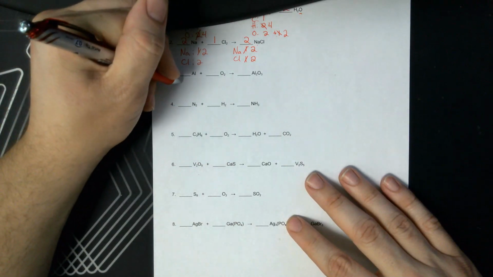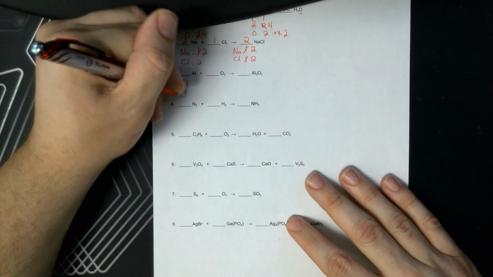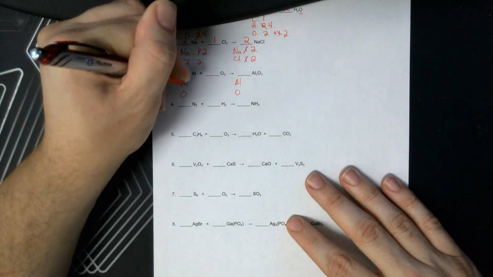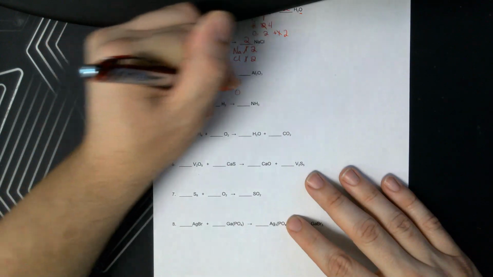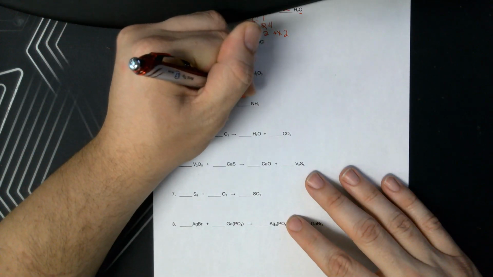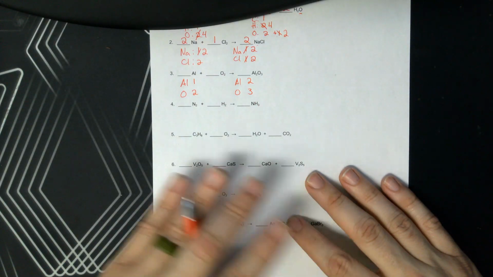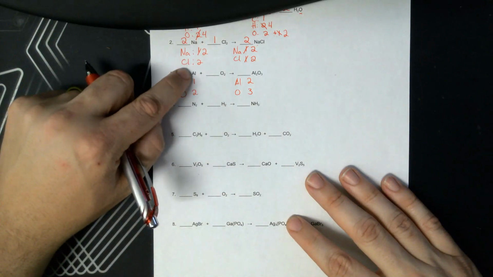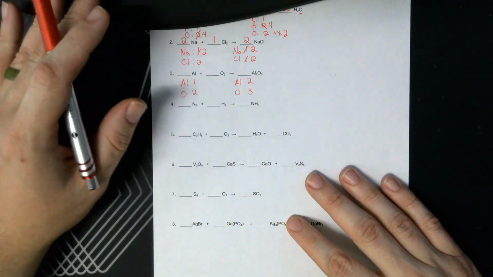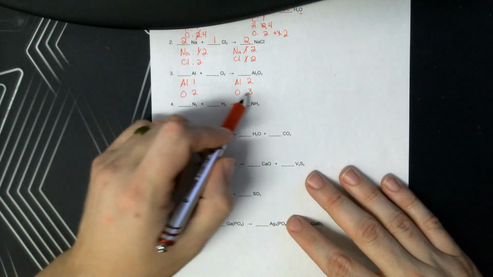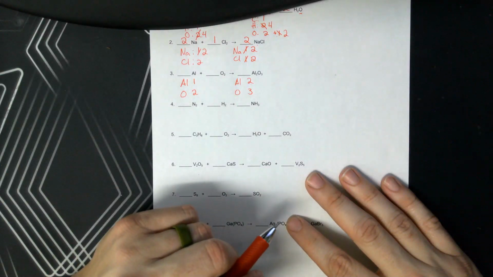For aluminum, we have AlO. I have 1, and I have 2. I have 2, and I have 3. Now this one, I want to do the oxygen first, because we have aluminum by itself and 1, so it's going to be the easiest fix. So we'll save that for last. This one is going to be the one that we need to focus on.